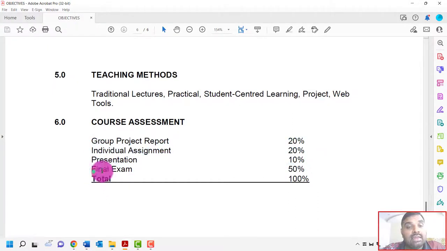And final exam, 50%. The final exam is essay based. It's not ABCD, which means not multiple choice questions. It's going to be essay. And for this semester, it's going to be a sit-in exam. Sit-in exam means you are going to attend the exam in the hall. You have to attend a physical exam.